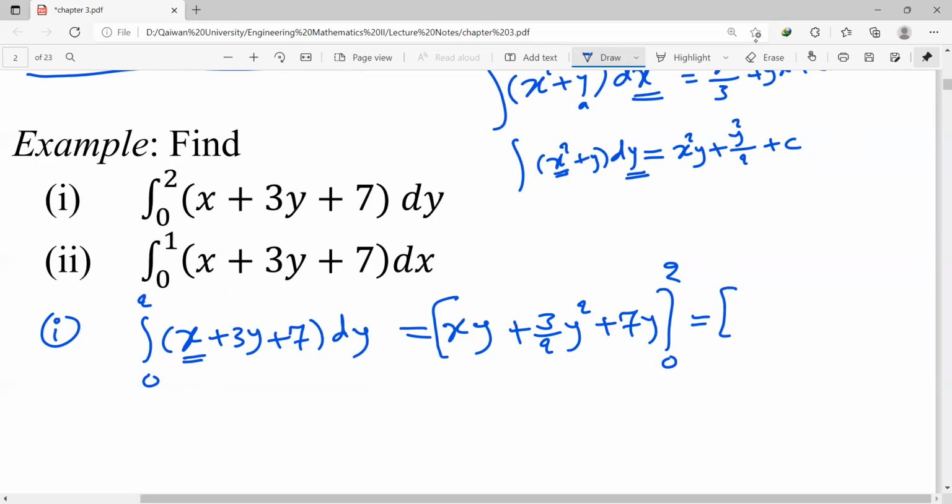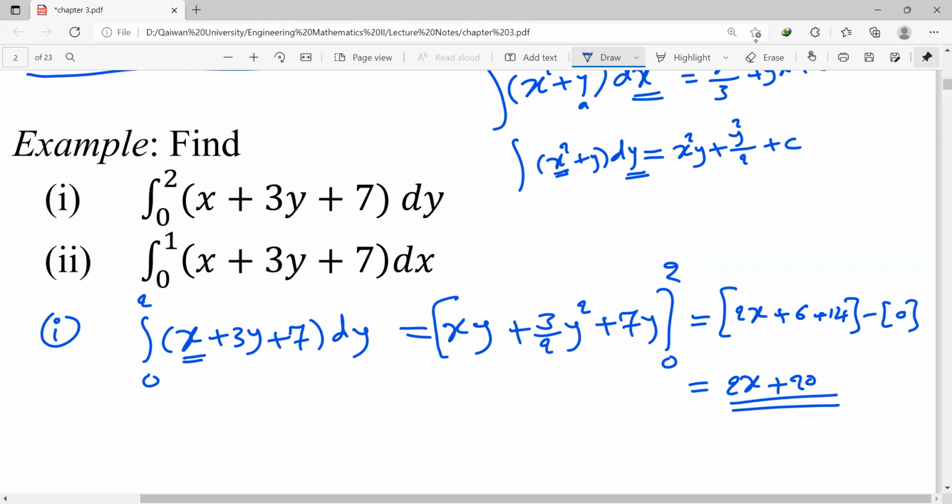If we replace y by 2, we get 2x plus 6, because 2 squared is 4, 4 times 3 is 12, dividing by 2 is 6, plus 14. Then minus, we replace y by 0. If you replace y by 0, this term is 0, this term is 0, and this is also 0. So all terms become 0, and we get 0. It equals 2x plus 20. This is the result for that integration.